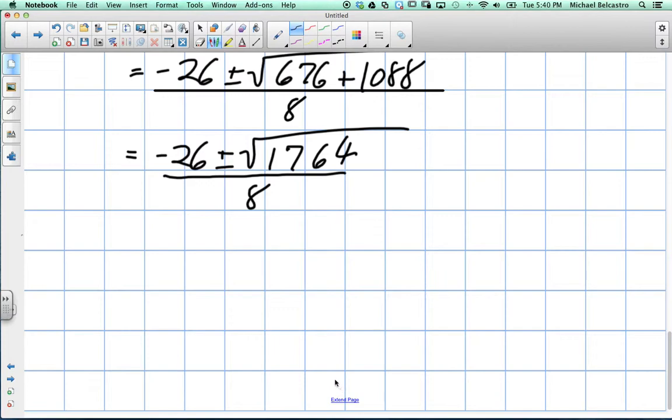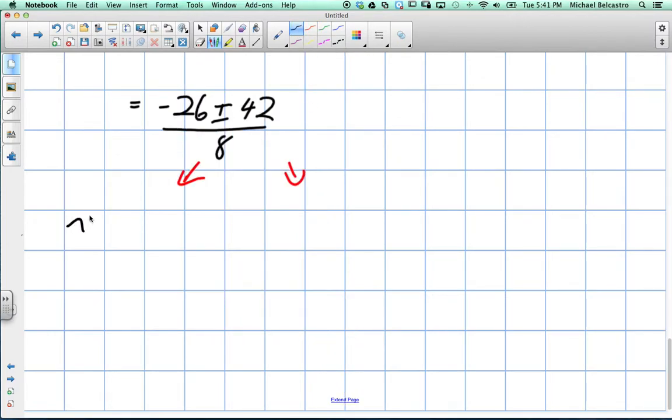Again, this is where you can split an equation, or you can actually find the root first. Let's do that. Is it on the dot? Yeah. Oh, wow, that was nice. Plus or minus 42. No longer a square root. 42 over 8. Great. Now, this is where I would usually split the equations. I would go x is equal to negative 26 plus 42 over 8, and x is equal to negative 26 minus 42 over 8.